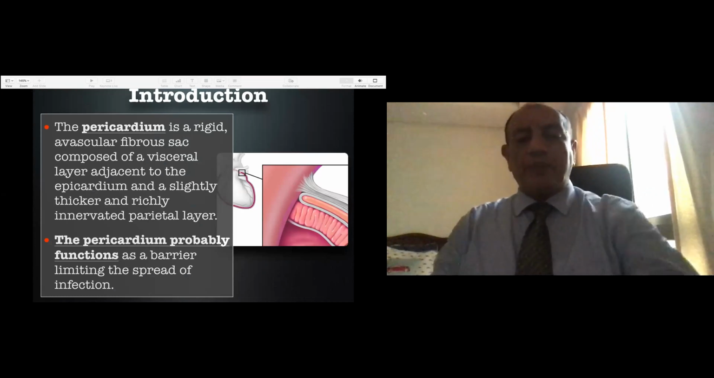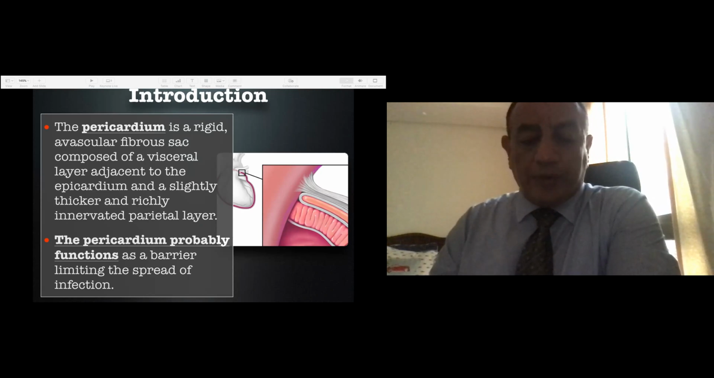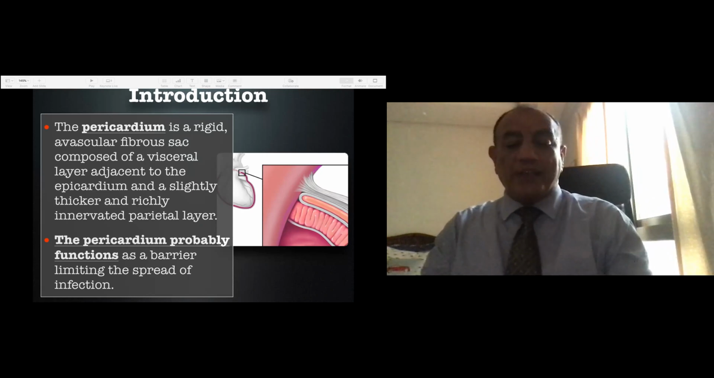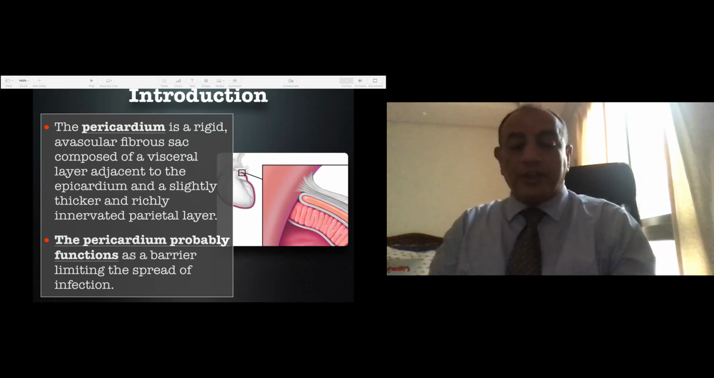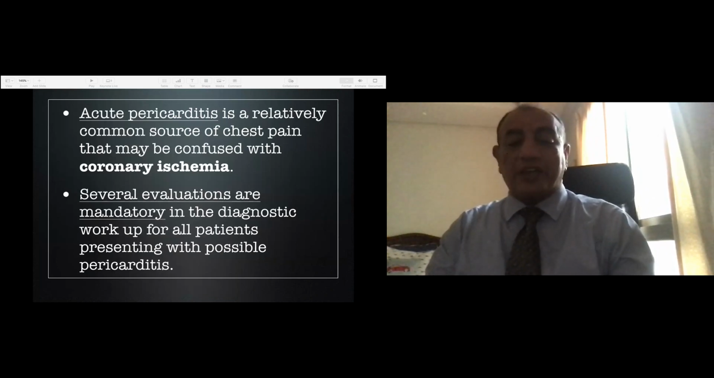The pericardium is a rigid avascular fibrous sac composed of a visceral layer adjacent to the epicardium and slightly thicker, richly innervated parietal layers. The pericardium probably functions as a barrier limiting the spread of infection. Despite being protective against infection, it can be affected by pericarditis.